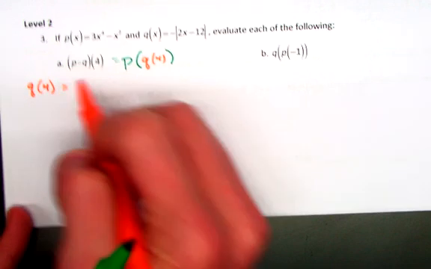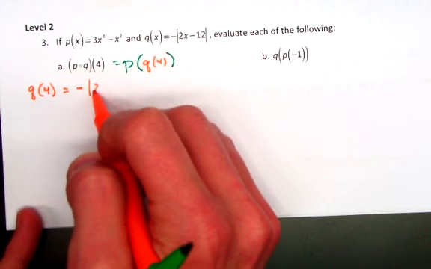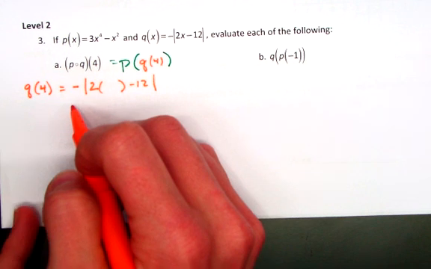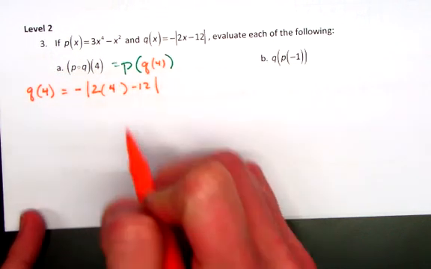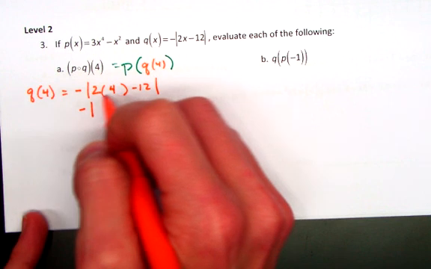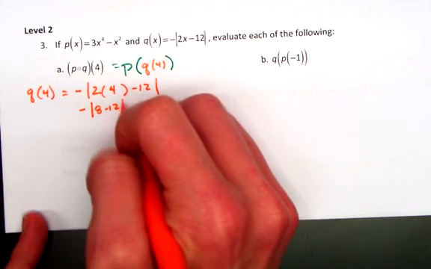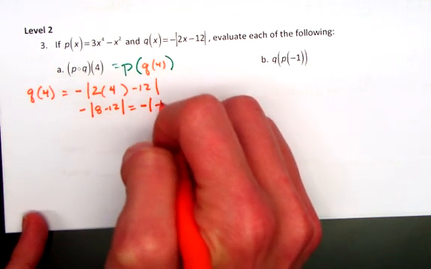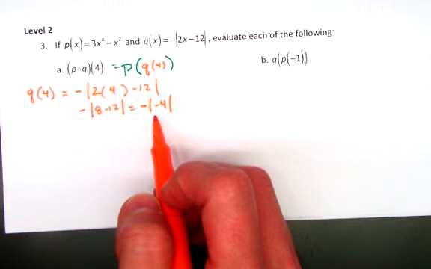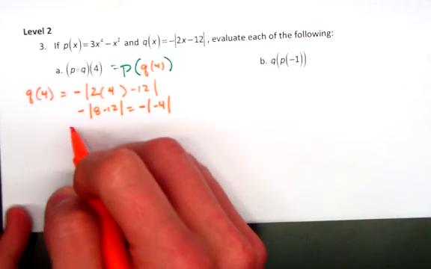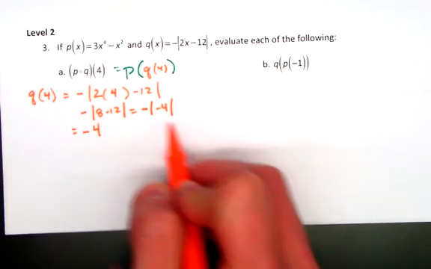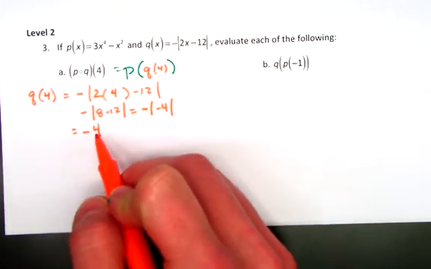What that means is we need to plug Q of 4 into P, so we should probably find Q of 4 first. Q of 4 is the opposite of 2 times parentheses minus 12, and in the parentheses we want to put a 4. So this is the opposite of the absolute value of 8 minus 12, which is the opposite of the absolute value of negative 4. The absolute value of negative 4 is 4 units, so Q of 4 is the opposite of 4, which is negative 4.